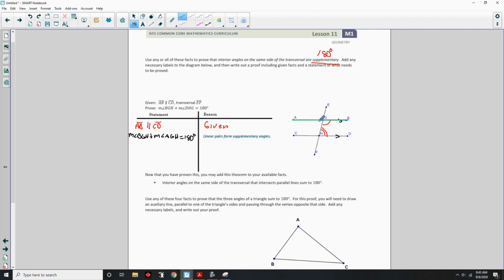So now I know that this angle plus this angle here add up to 180 degrees. Now I know the measure of angle AGH is congruent to the measure of angle DHG, these two. The ones I had marked 2 marks on each. So I'd say the measure of angle AGH equals the measure of angle DHG.